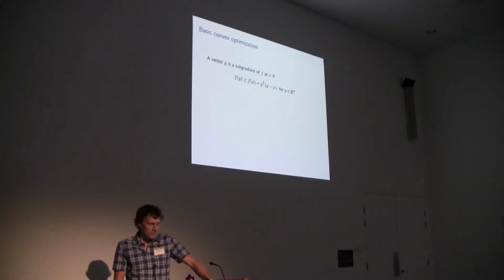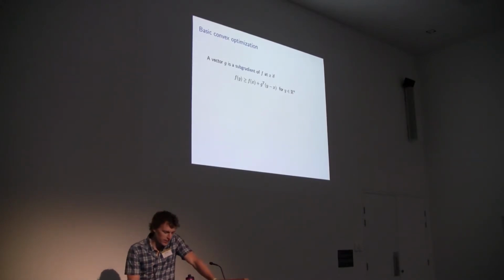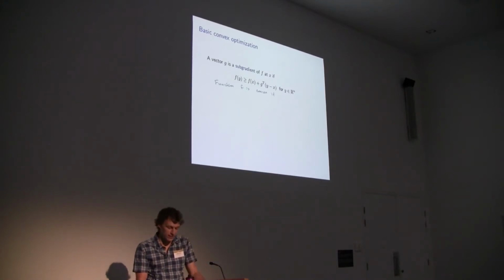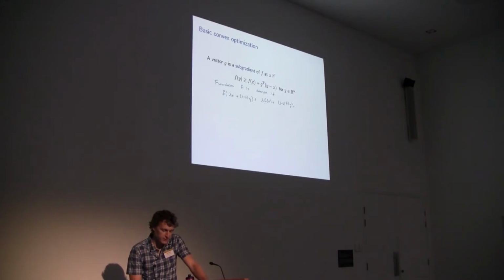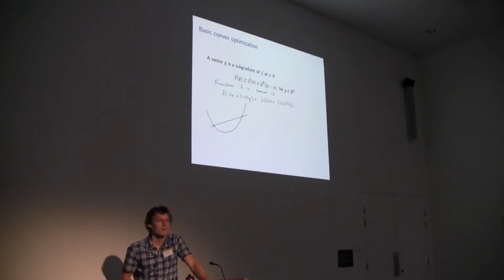But anyway, we'll do this. So a function is convex, recall, if it's bowl-shaped, right? So f of lambda x plus (1 minus lambda) y is less than or equal to lambda f of x plus (1 minus lambda) f of y. That means your function is shaped something like this. And any line I draw between two points stays above the function. Okay?